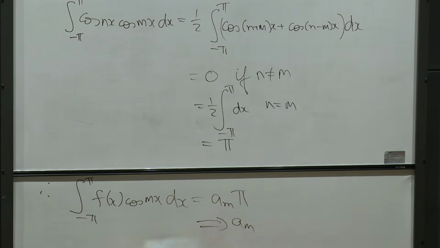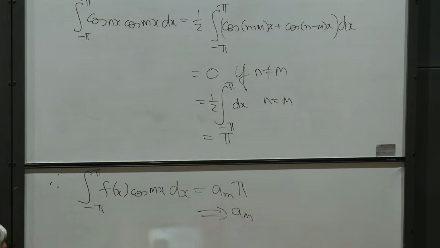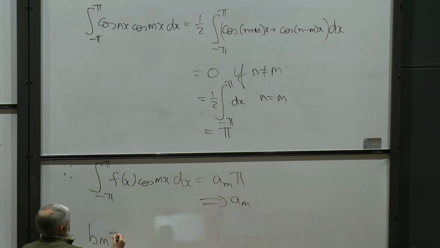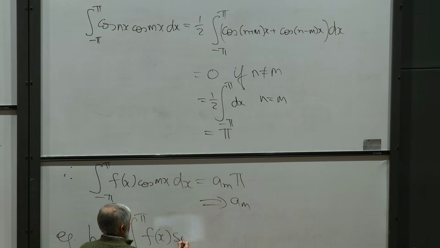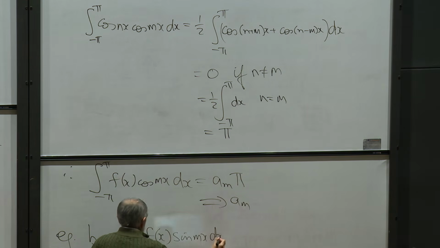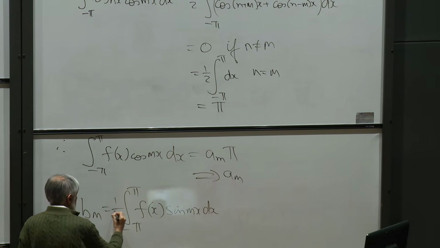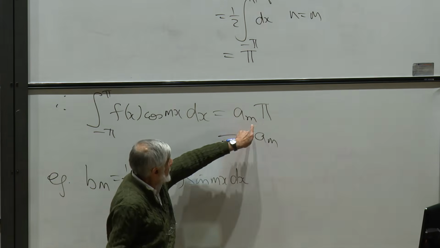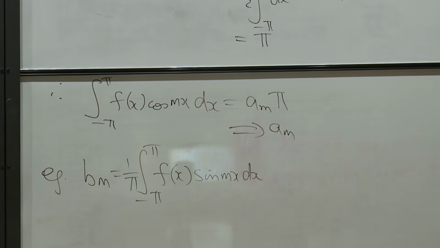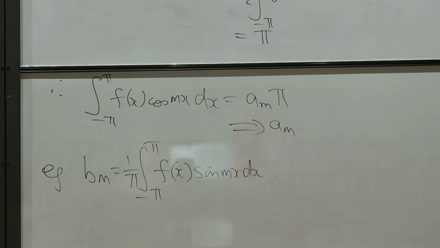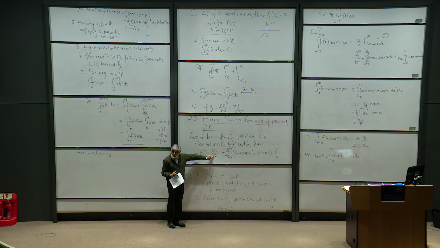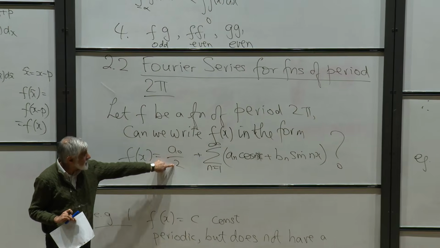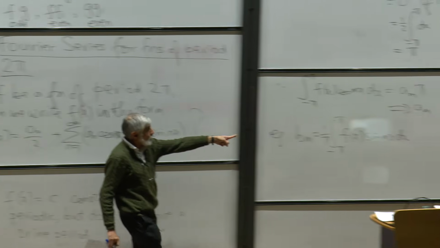How do we get bm? Leave as an exercise. bm is the integral from minus pi to pi of f of x sine mx dx, times 1 over pi. Okay? Because am here gives you 1 over pi. And so now you see why it is that we put the half in there.